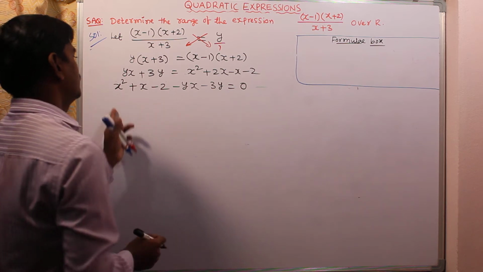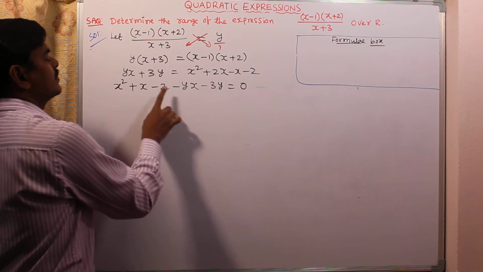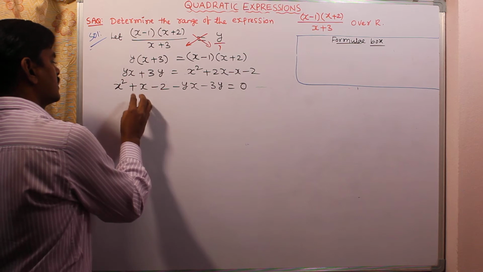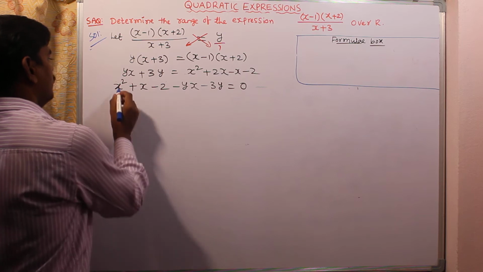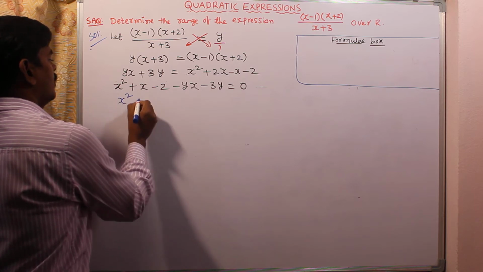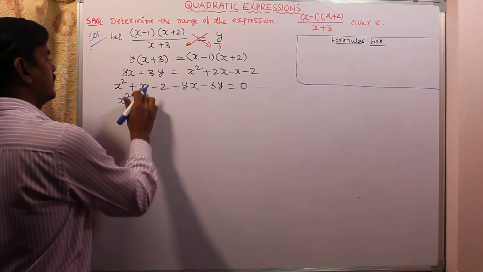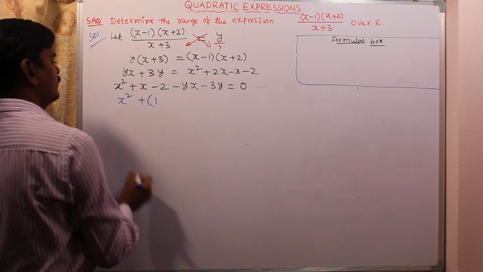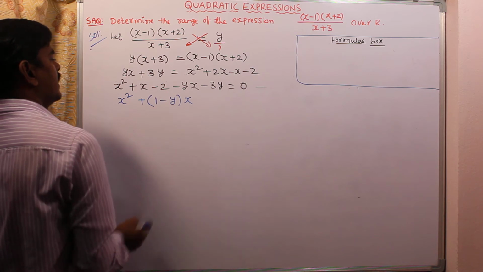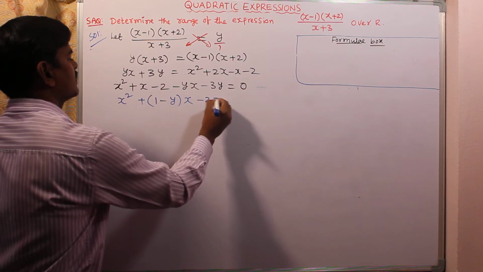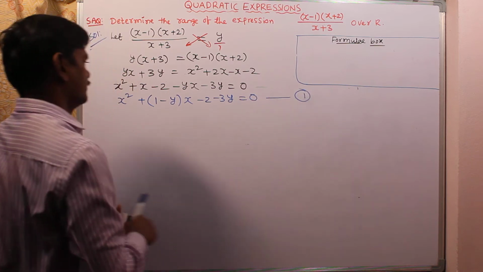Now try to convert this into the standard form of a quadratic equation, that is ax squared plus bx plus c equals 0. First the x squared term, next the x term, next the constant. Here we have the x squared term. Next we have two x terms, so take x common. On taking x common, we are left with 1 minus y, into x. Next, the constant is minus 2 minus 3y, that equals 0. Let it be equation number 1.